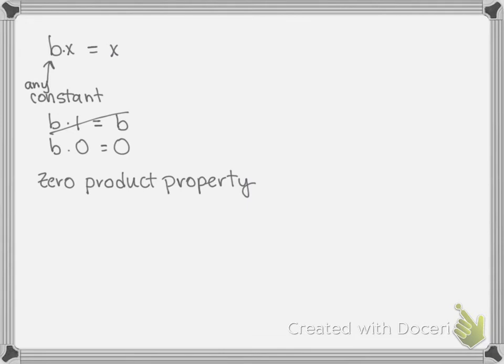So if I had this equation, like 3 times x is equal to 0. Well, if two things multiply to 0, one of them has to be 0. So that means that x would have to be 0. If I have 3 times x minus 3 equals 0, if two things multiply to 0, one of them has to be 0. So that would work if x minus 3 was equal to 0.